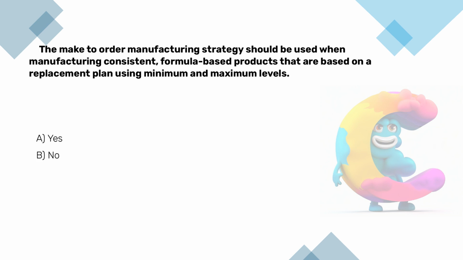The make-to-order manufacturing strategy should be used when manufacturing consistent formula-based products that are based on a replacement plan using minimum and maximum levels. Is it correct? Okay, now pause the video here, have a bit of think, and then continue when you are ready. Yes, it is correct.